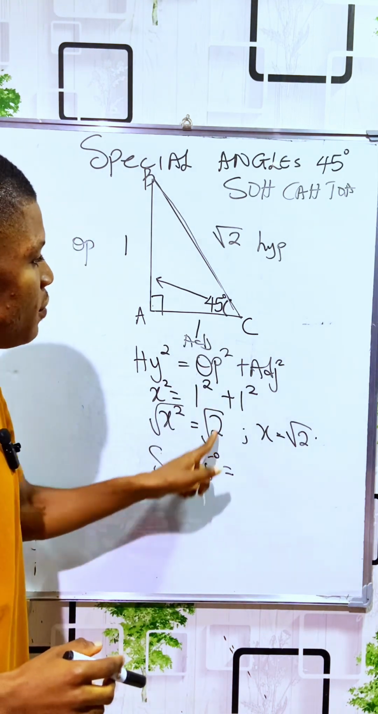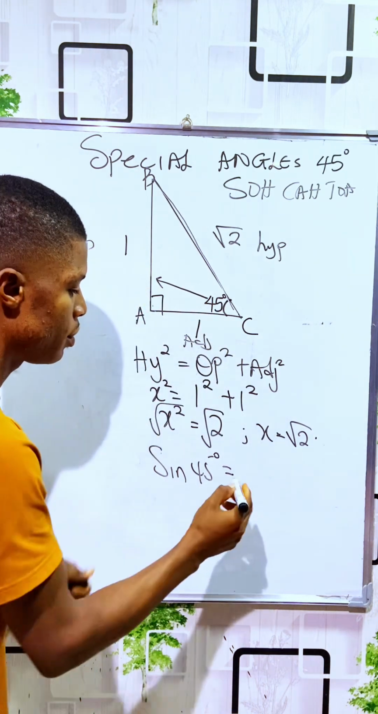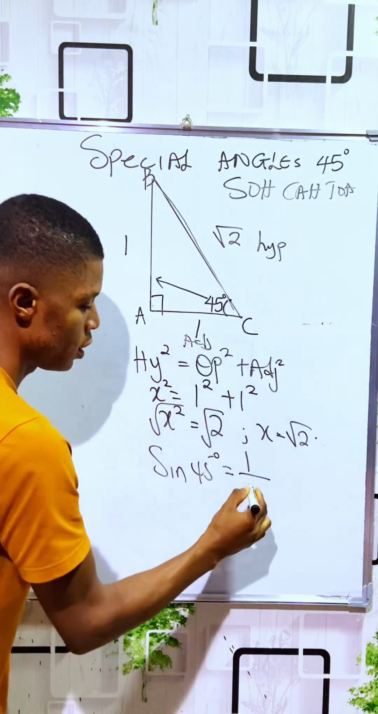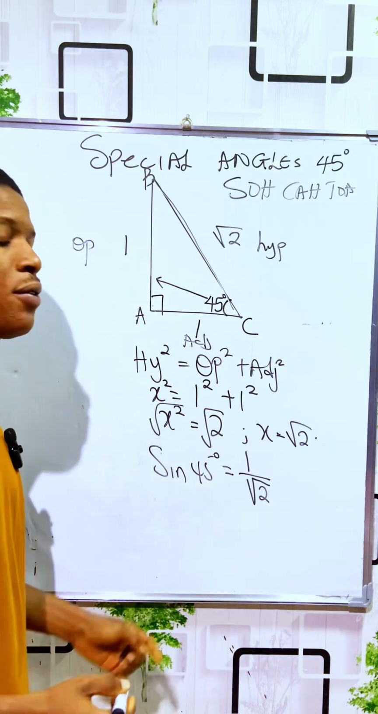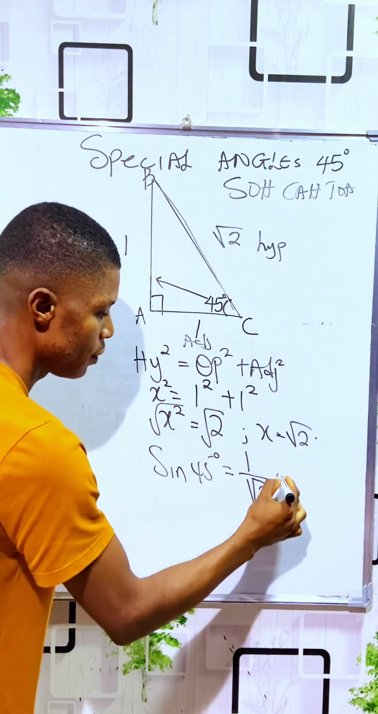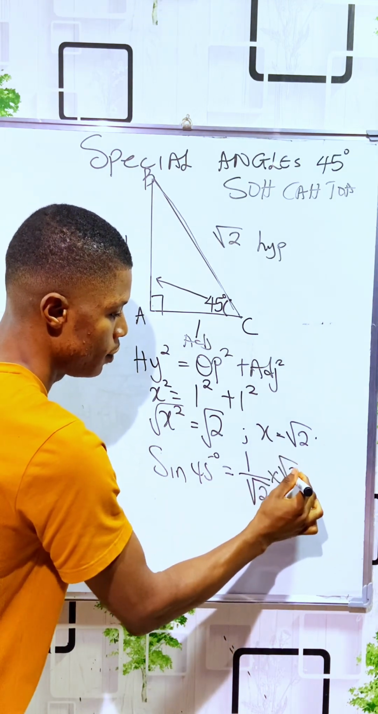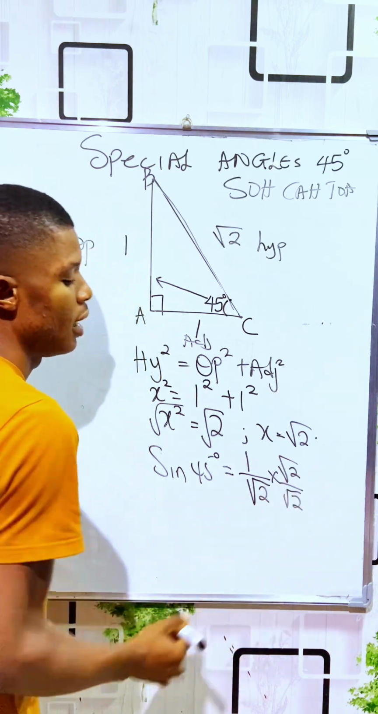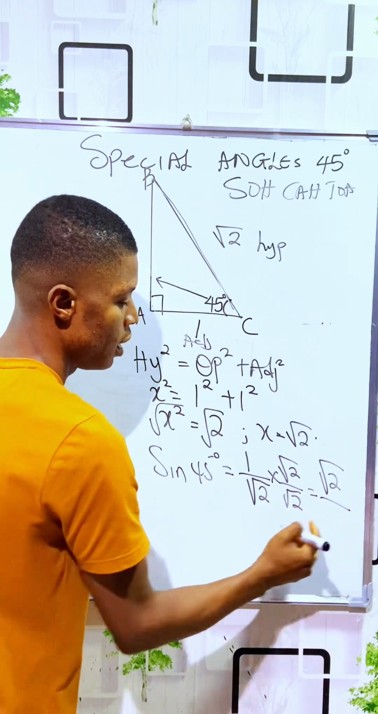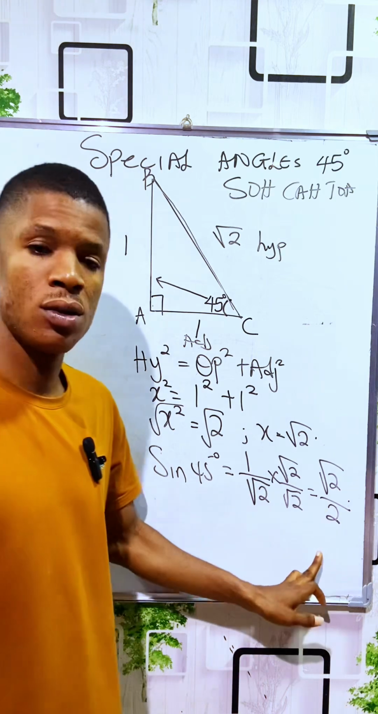So sine 45 degrees is the ratio of opposite. You say the opposite is 1 over hypotenuse, which is what? Root 2. We got it to be root 2. So sine 45 is basically 1 over root 2. Or you can rationalize the denominator by multiplying it by root 2. You know we've done so before. And that will give you that 1 times root 2 is root 2, over root 2 times root 2 is 2. So the answer is root 2 over 2.